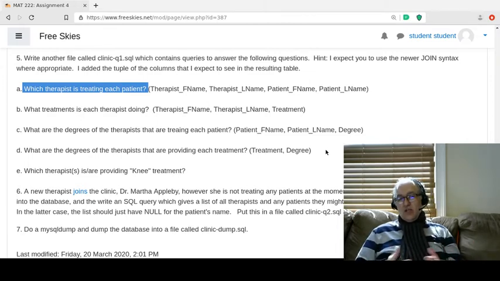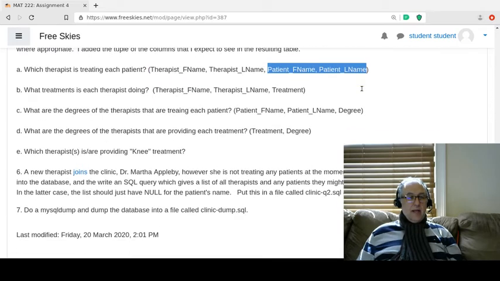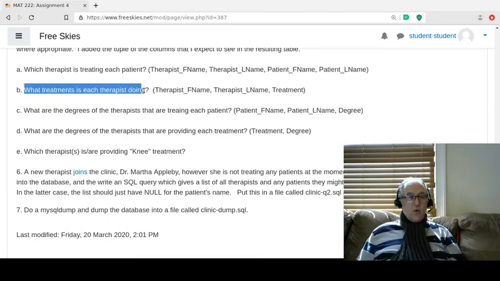I'll give you a hint. You don't actually need a join for this one because it's just one table. But what I want to come out is the therapist's name, first and last name, and the associated patient, first and last name.